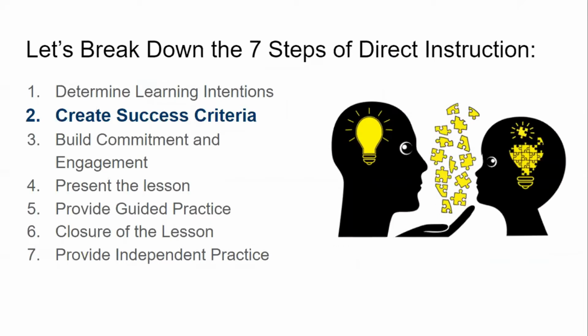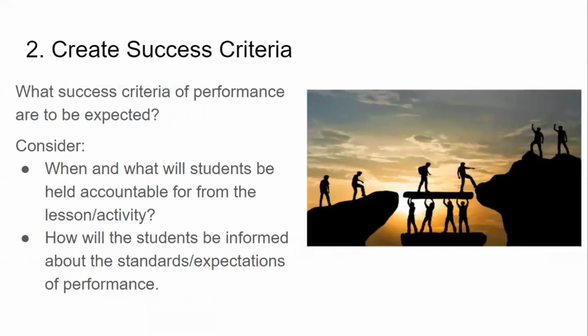The next step in direct instruction is to create success criteria. During this step, teacher teams will ask, what specifically will success look like? There are 2 considerations. 1, when and what will students be held accountable for from the lesson or activity? And 2, how will the students be informed about the standards or expectations of performance? Once again, student-friendly language will be an important consideration during this step.